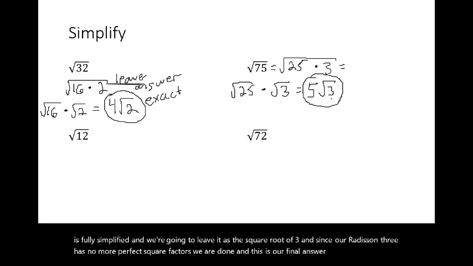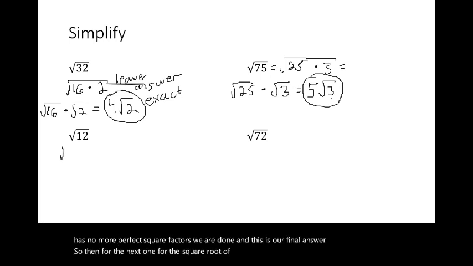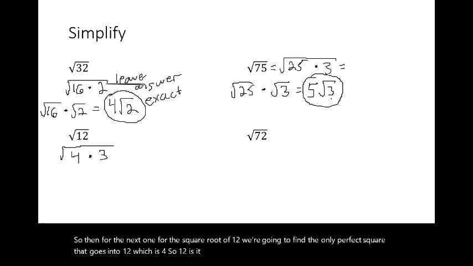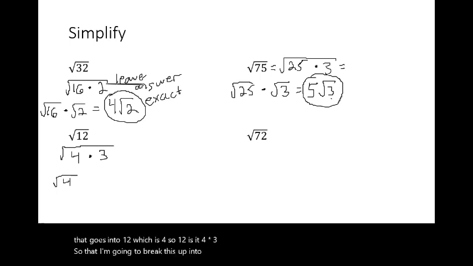So then for the next one, for the square root of 12, we're going to find the only perfect square that goes into 12, which is 4. So 12 is 4 times 3. So then I'm going to break this up into the product of two separate square roots. So I have the square root of 4 times the square root of 3. Square root of 4 is 2. Square root of 3 cannot simplify, so we're going to leave it as the square root of 3.